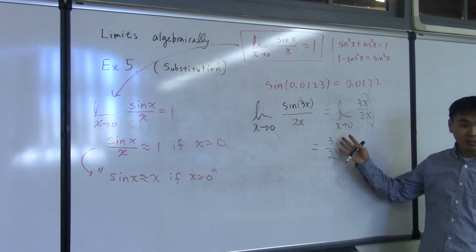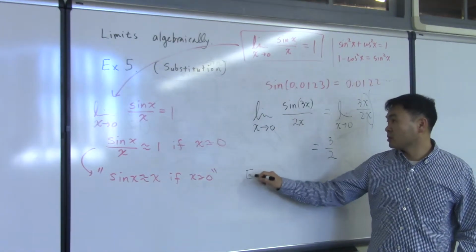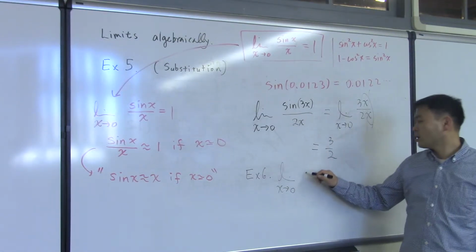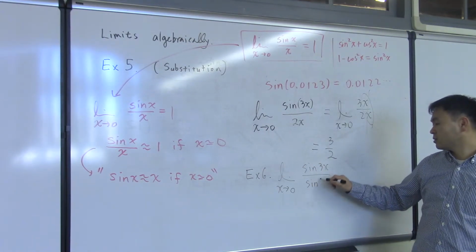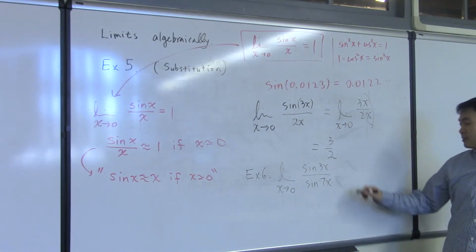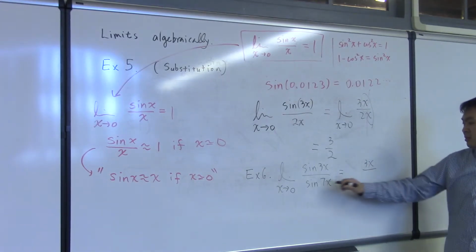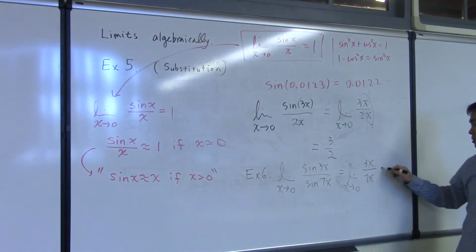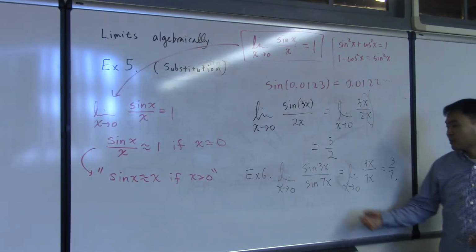Once you think in these terms, you can do a lot more examples. So let me show you another example. Example 6: the limit as x goes to 0 of sine 3x over sine 7x. What's the limit? Well, sine 3x is close to 3x, and sine 7x is close to 7x, so when you take the limit as x goes to 0, you'll end up with 3 over 7. That's another way to think about it.